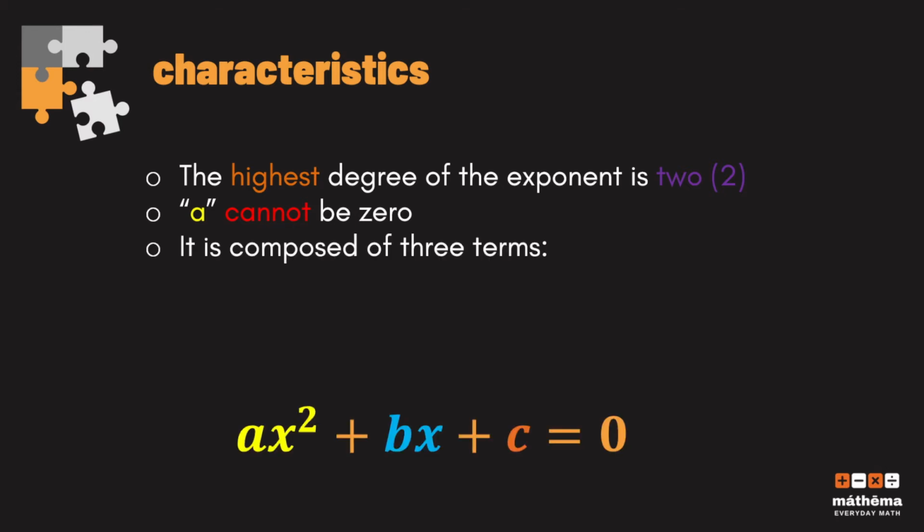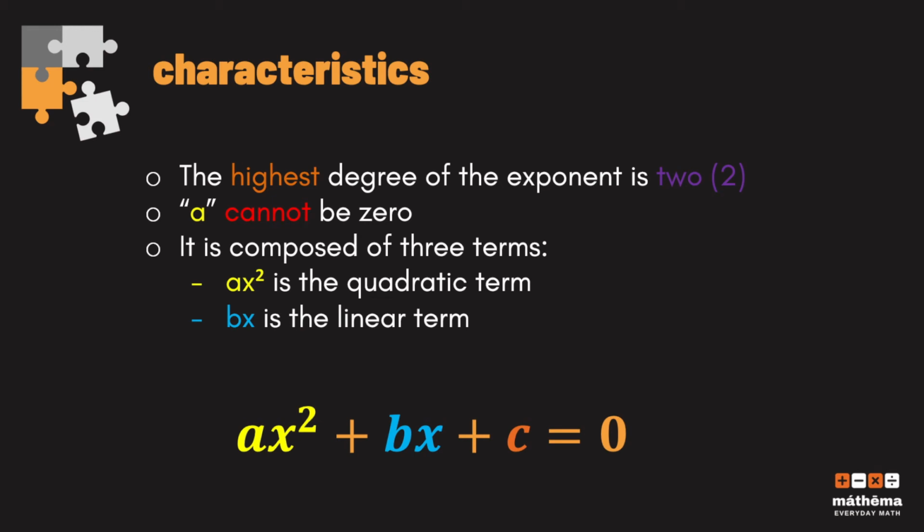It is composed of 3 terms, namely the ax squared, that will be our quadratic term, the bx, that is our linear term, and our c as our constant term. So why is it that a cannot be 0? Look at our equation. If a is equal to 0, then any number multiplied by 0 is 0. And remember, the first characteristic of our quadratic equation is the highest degree is 2. So again, a cannot be 0. b can be 0, c can be 0, but not a.